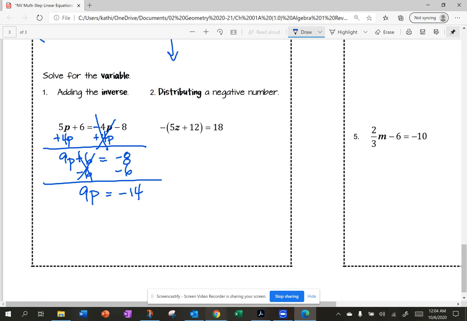My last step, I'm going to divide by the coefficient next to the variable. So I'm going to divide by 9. So 9 divided by 9 is 1. So I get p equals negative 14 over 9.